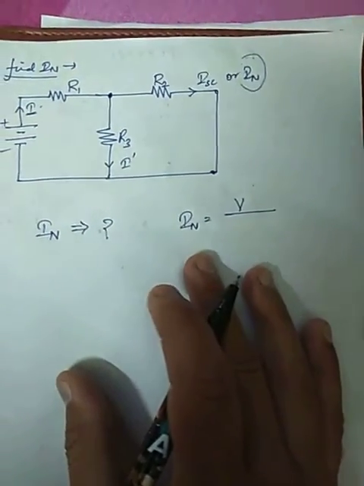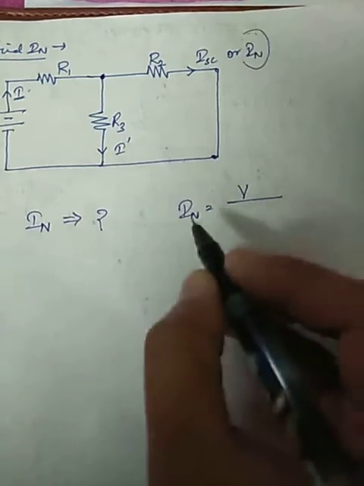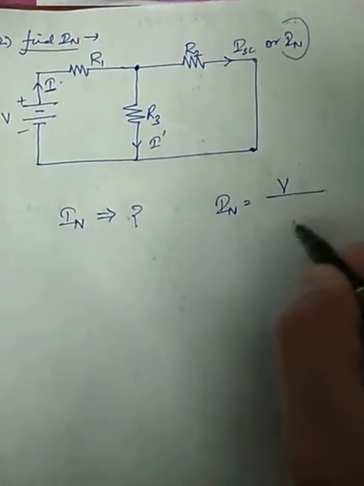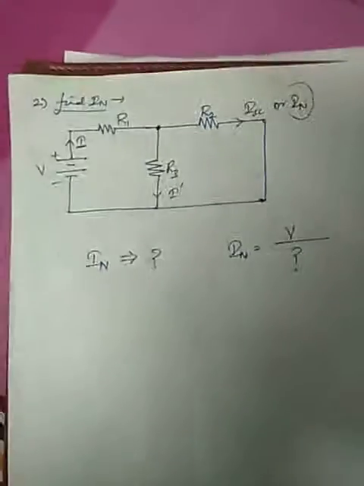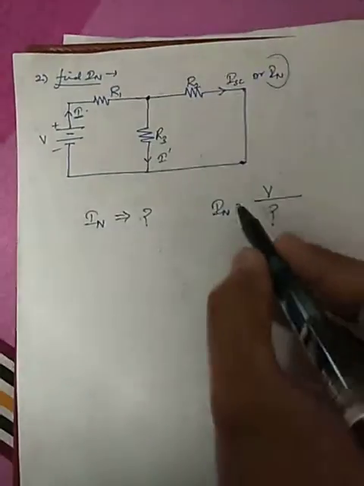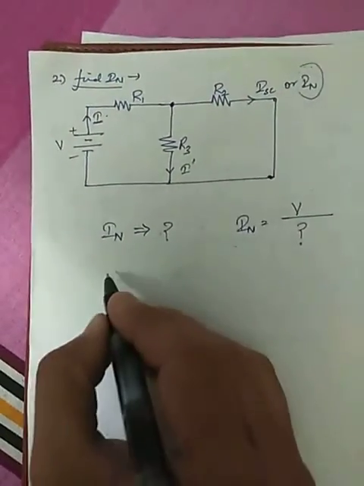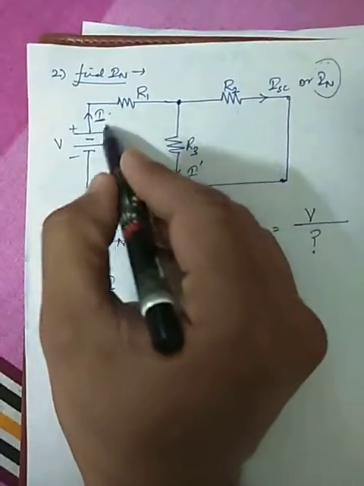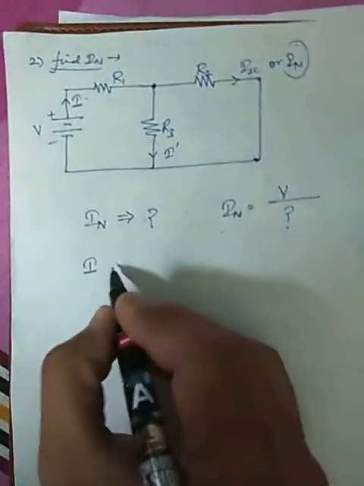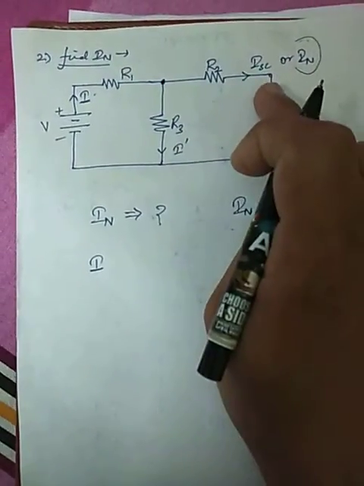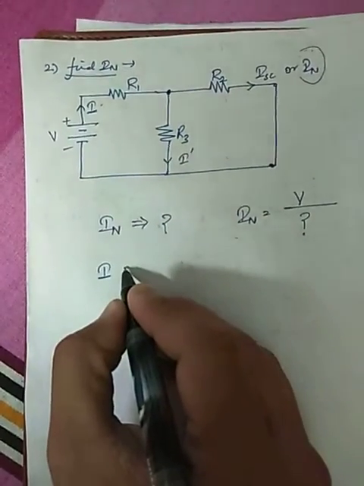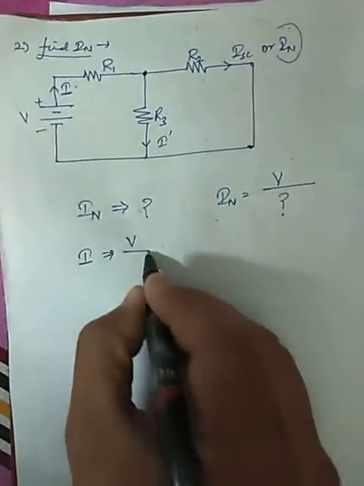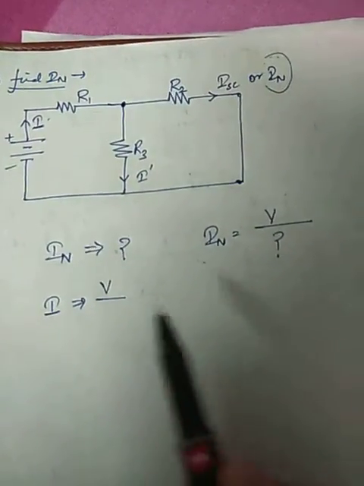Now, first of all, before finding this IN current, we will calculate the source current. So the source current is I. With the help of this current, we can easily find the value of the Norton current. So I will be, according to Ohm's law, V by R, where V is the voltage divided by R. So here we will calculate R.